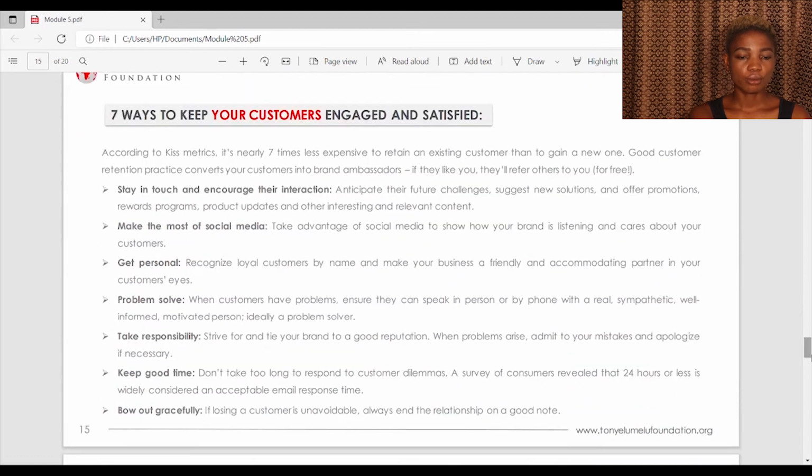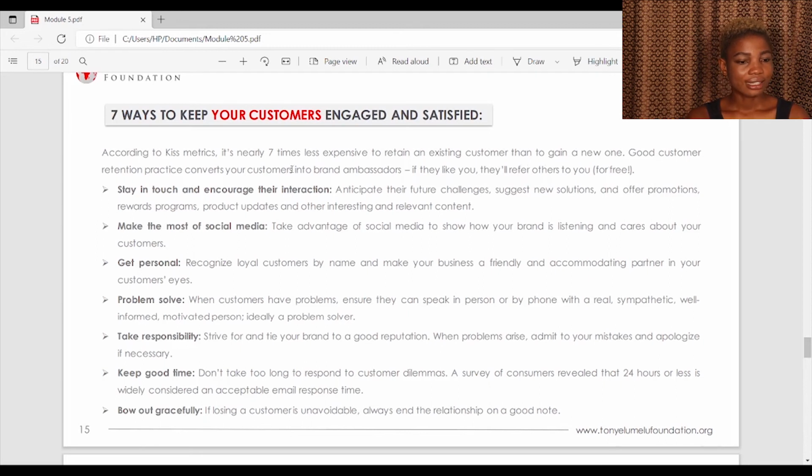Seven ways to keep customers engaged and satisfied. According to Key's metrics, it is nearly seven times less expensive to retain an existing customer than to gain a new one. Good customer retention practice converts your customers into brand ambassadors. If they like you, they will refer others to you for free. We've already talked about that, so I'm not going into details.